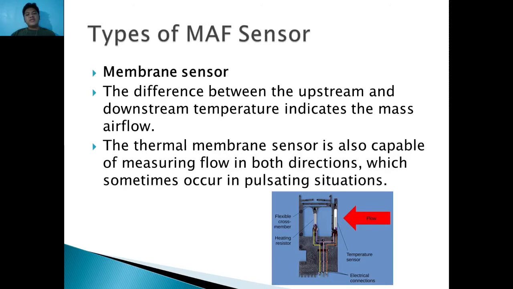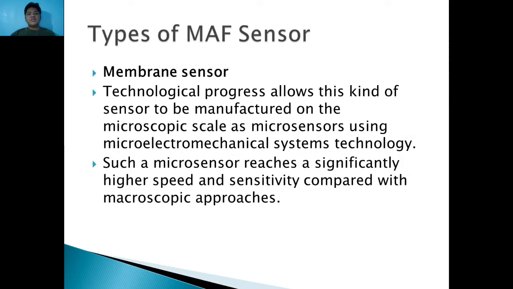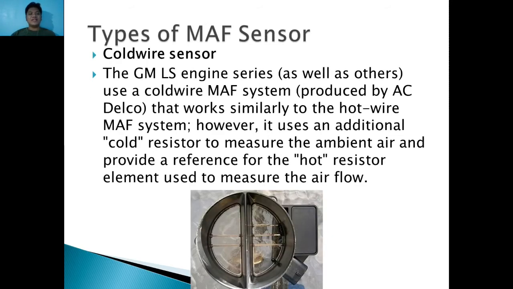The thermal membrane sensor is also capable of measuring flow in both directions, which sometimes occurs in pulsating situations. Technological progress allowed this kind of sensor to be manufactured on a microscopic scale as a microsensor using microelectromechanical system technology. Such a microsensor reaches a significantly higher speed and sensitivity compared with macroscopic approaches.